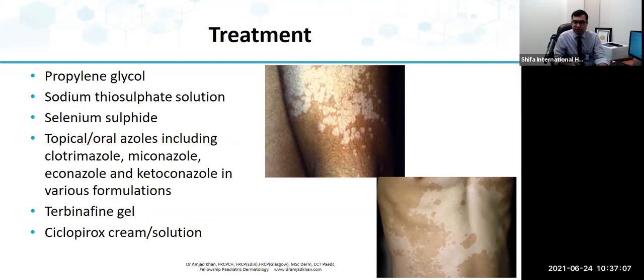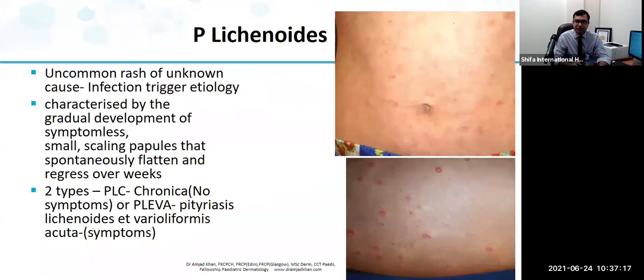Terbinafine gel or ciclopirox cream is widely available, so you can use it, but unfortunately I've seen it in combination with steroids. Don't use the steroid combination here. It takes roughly 12 weeks for Pityriasis versicolor skin changes to completely improve.